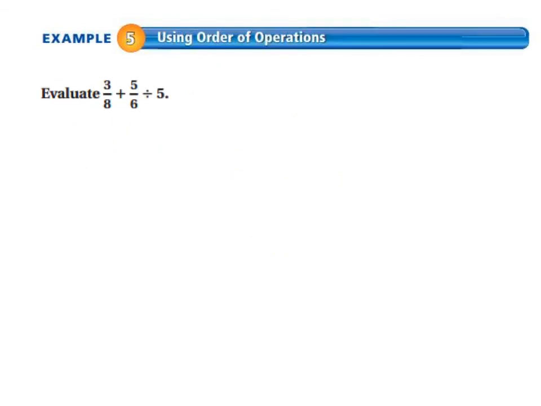Example 5, using order of operations. Evaluate 3/8 plus 5/6 divided by 5. Order of operations, thinking back, that is, please excuse my dear Aunt Sally. Parentheses, I don't see any parentheses. There are no exponents. Multiply and divide, I see a division. So that's where we'll start.